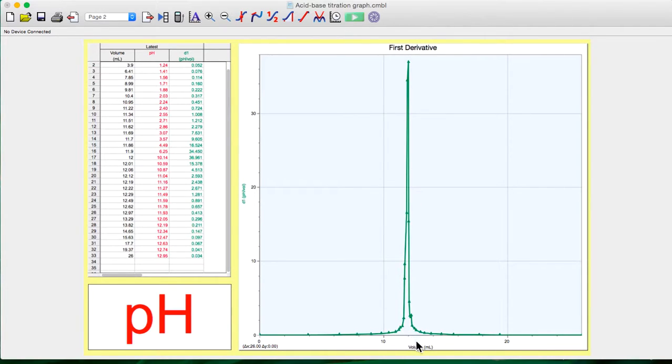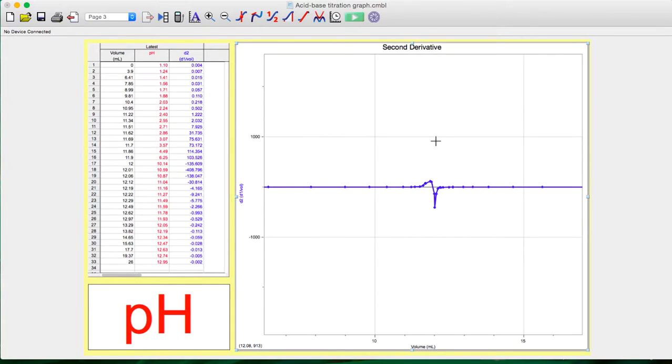So we want to know the volume exactly at this moment where we've reached this peak in our first derivative. Now reading that value off this graph would also be difficult. So we're going to rely on our second derivative. So what you want to do is go to page 3, and what is true about an inflection point is that the second derivative has a value of 0. So this point right here is what we're looking for. We want to know the volume where we cross the axis.